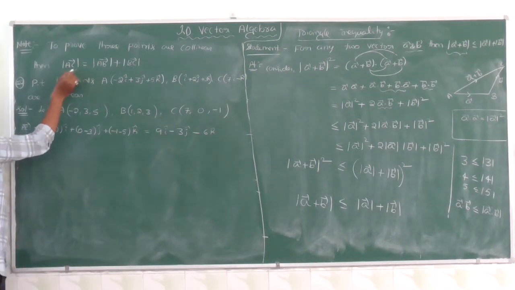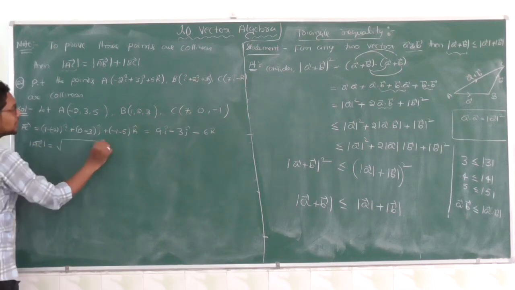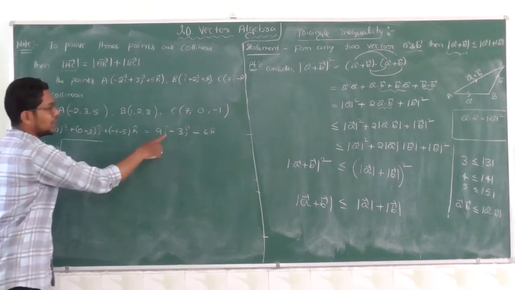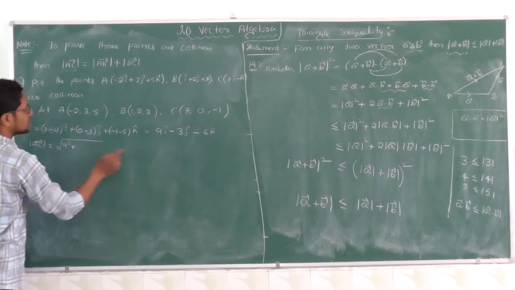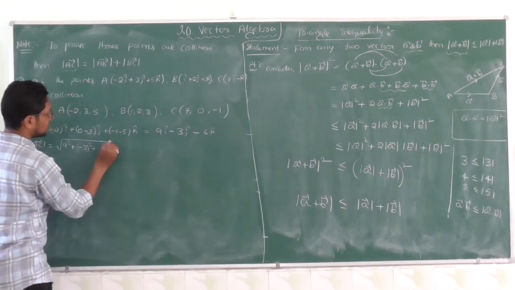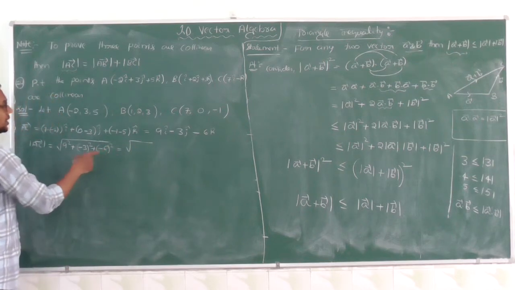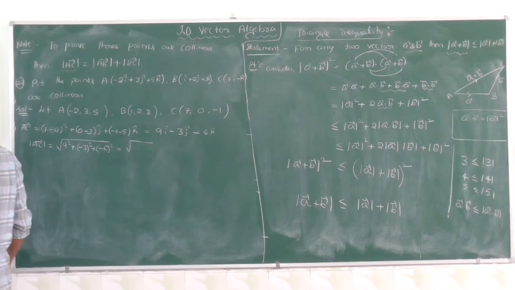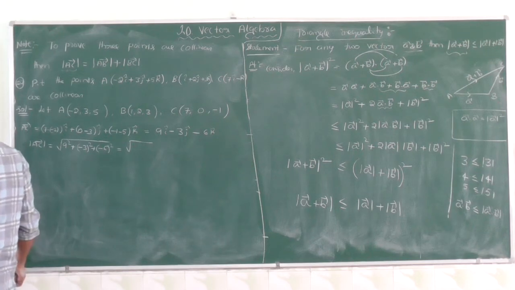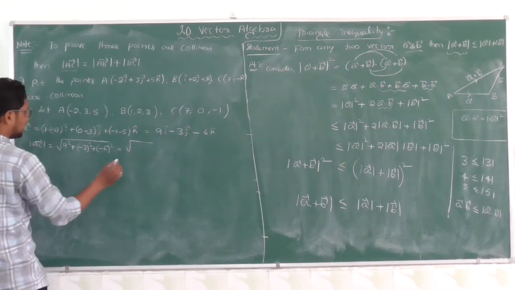And also we have to find the magnitude. The magnitude of vector AC equals the square root of, how to find the magnitude? The i component squared, 9 squared, plus the j component squared, that is -3 whole squared, plus the k component squared, -6 whole squared. That is 81 plus 9 plus 36. We just calculate: square root of 126.